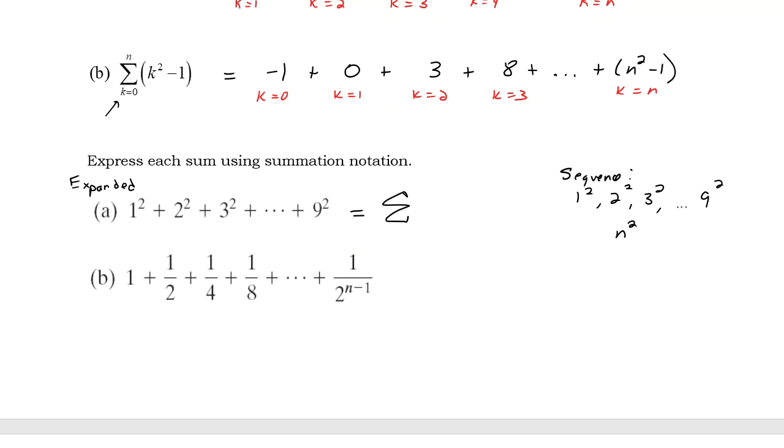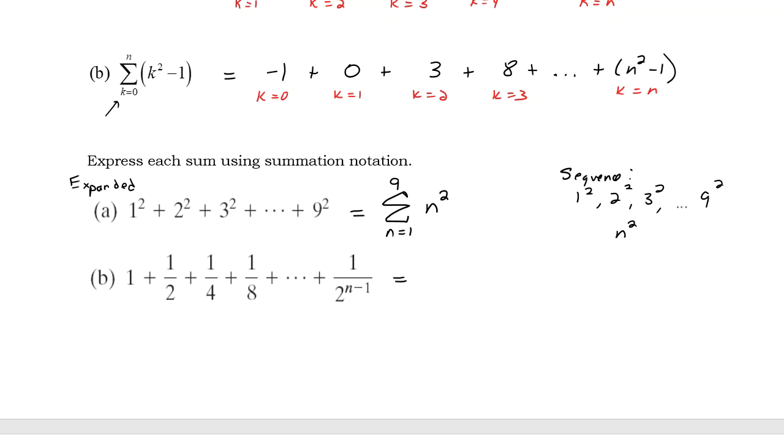Okay, so we're going to get our big summation. We're going to put our formula in here. And what do we want to start? We want to start with n equals 1. And what are we going to end with? We're going to end with 9. All right, so that would give me that expanded notation. Okay, go ahead and see if you can do a summation notation for part B.